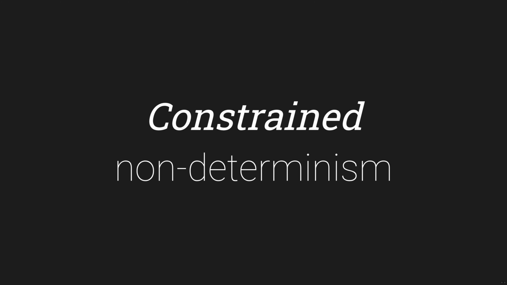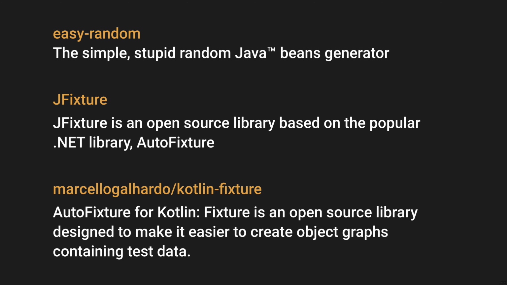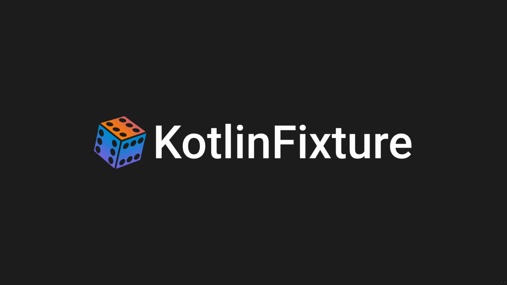This is where I want to introduce us to the concept of constrained non-determinism. Now, what non-determinism means is we want to create objects with random data, but with some properties constrained to a subset of values. There are of course some libraries out there that can help us with this, such as EasyRandom and JFixture, but none of those mentioned here support some key Kotlin concepts such as null types and default parameter values. And so today I want to introduce you to Kotlin Fixture, which has been built from the ground up with Kotlin in mind.